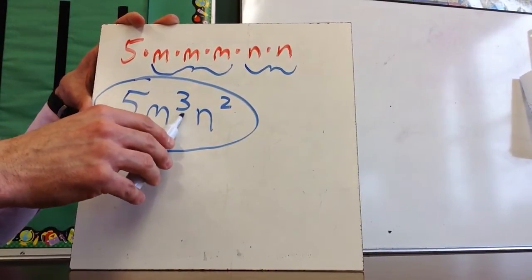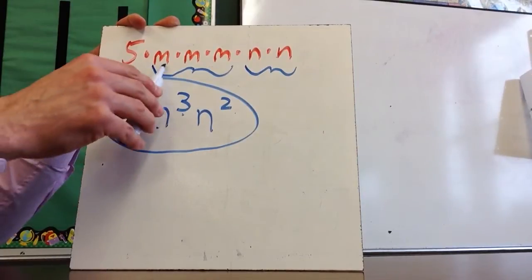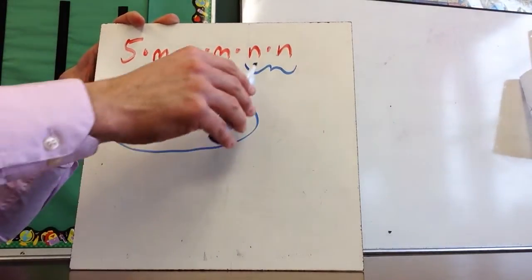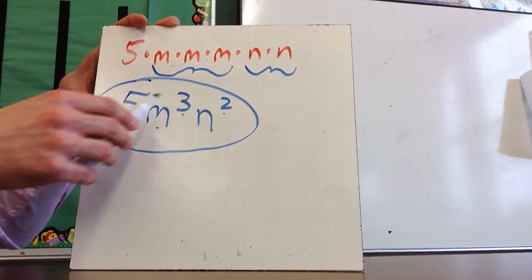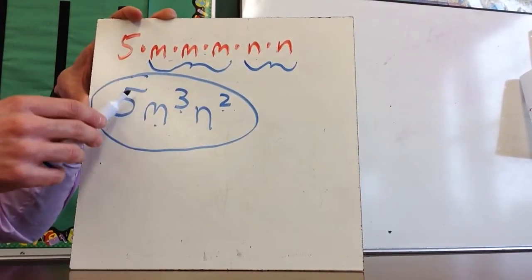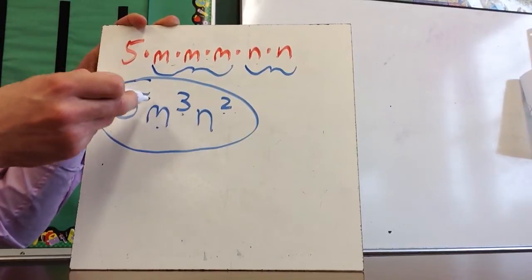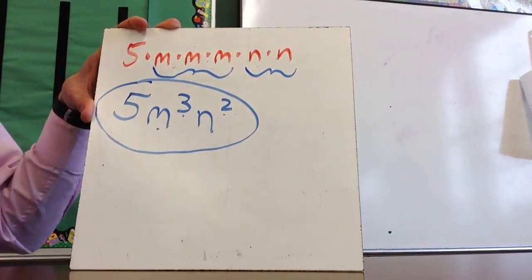Even though there's a 3 here, this 3 is only working on the m because there are 3 m's, and this 2 is only working on the n. It is not working on everything. So this 5 does not become 5 to the 3rd or 5 to the 2nd. This is 5 essentially to the 1st power, and then m to the 3rd and n to the 2nd.